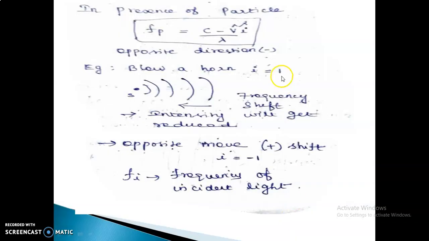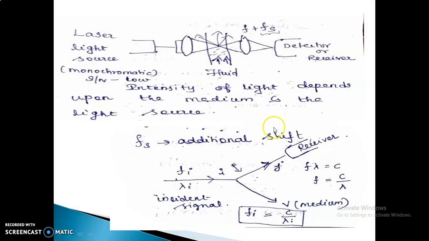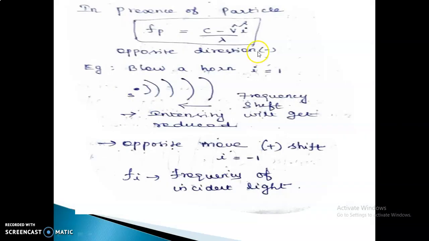So in the presence of a particle, what will the frequency be? Before, as you can see, I have two directions, one is i and the other direction is j. If it moves in the medium, what will happen? There will be a shift. That shift will be indicated through the incident light for the velocity of the particular medium. Whatever signal I get will be subtracted from the speed of light.